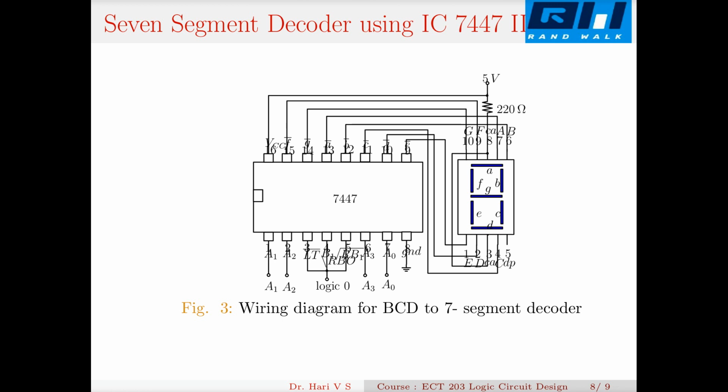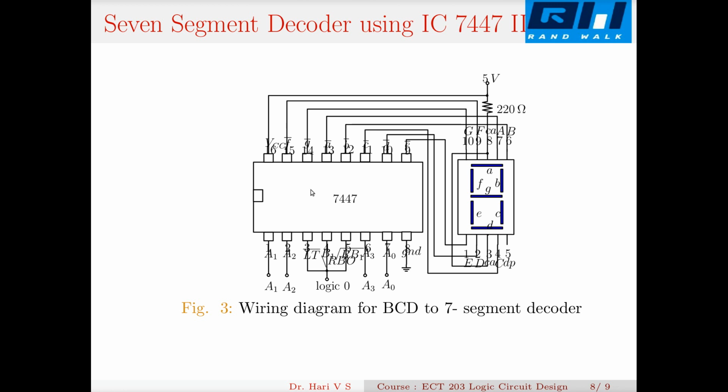Now these BCDs are given here. A3, A2, A1, A0 are the BCDs. These are values from 0000 to 1001, 0 to 9 values. Now these should be decoded in such a way that these LEDs glow. Like if A3, A2, A1, A0 is 1000, that is 8, then all the segments should glow. If this is 0000, then G should not glow. So such a logic should be implemented between this BCD and this display.